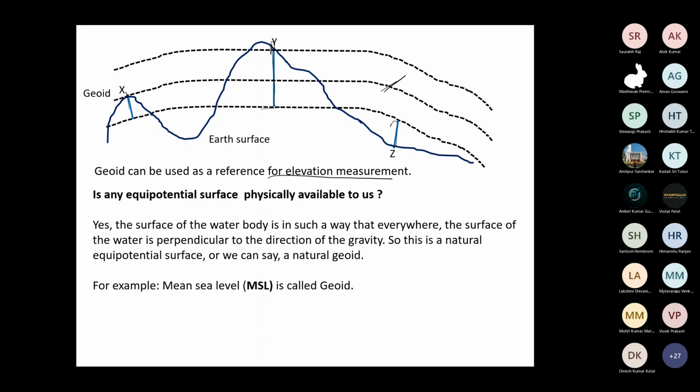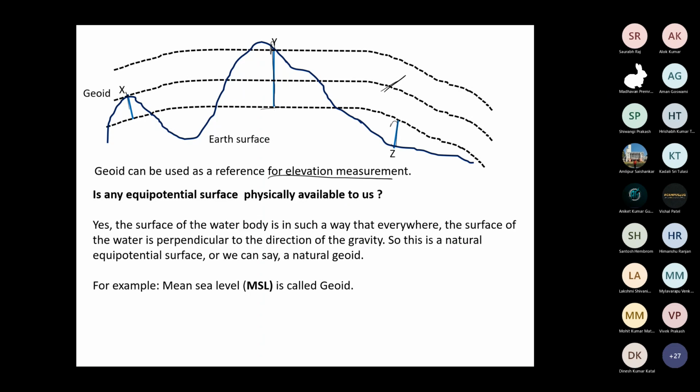The answer is yes. The surface of the water body is such that everywhere, whether in the UK, France, or India, the surface of the water is perpendicular to the direction of gravity. So this is the natural equipotential surface, or we can say the natural geoid. That's why we say our mean sea level is a reference point. You know the logic now?